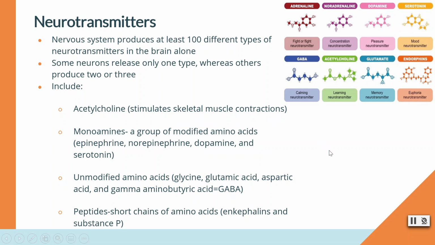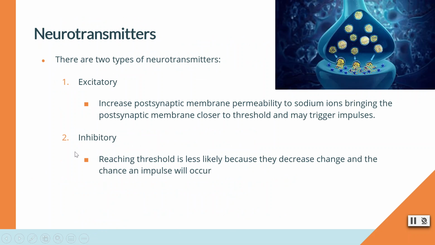Another group is monoamines, a group of modified amino acids, which includes epinephrine, norepinephrine, dopamine, and serotonin. Another group is unmodified amino acids: glycine, glutamic acid, aspartic acid, and GABA. And we have the last group, which are peptides, which are short chains of amino acids, which include enkephalins and substance P.